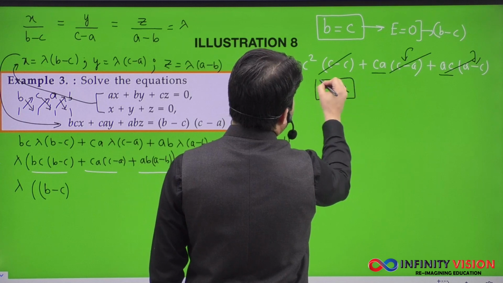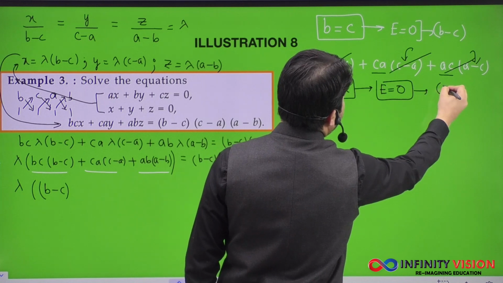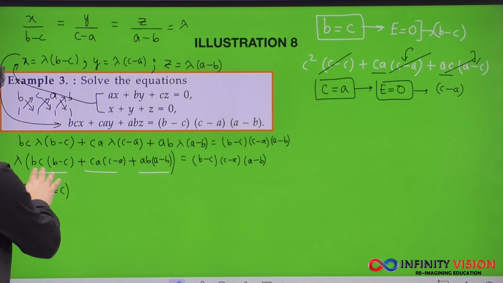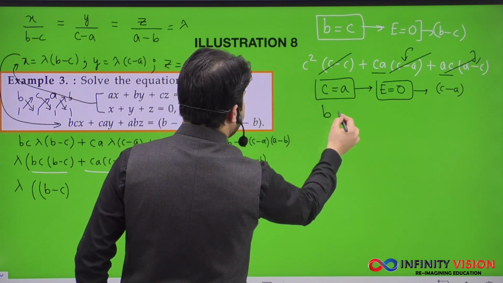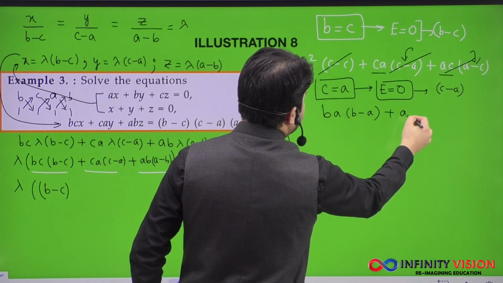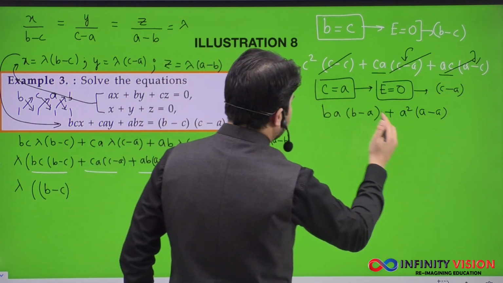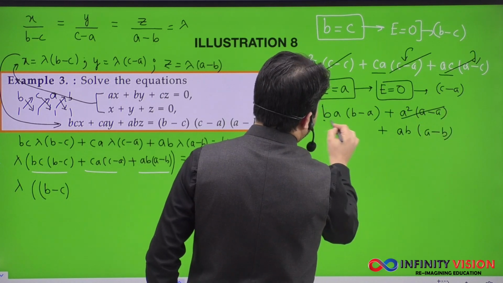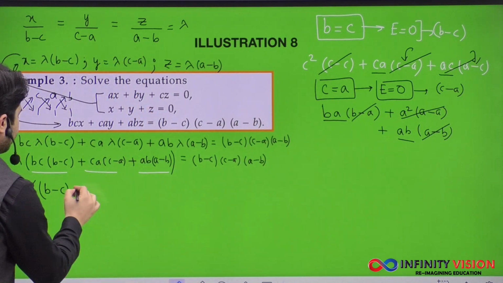And if I replace C with A and the expression becomes 0, then it means C minus A is a factor. So I need to replace my C with A. So the first term would become BA into B minus A. The second term would become A square into A minus A. And the third term would become AB into A minus B. So this is 0. BA, AB, this will cancel out each other. So again I can say yes, C minus A is my factor.